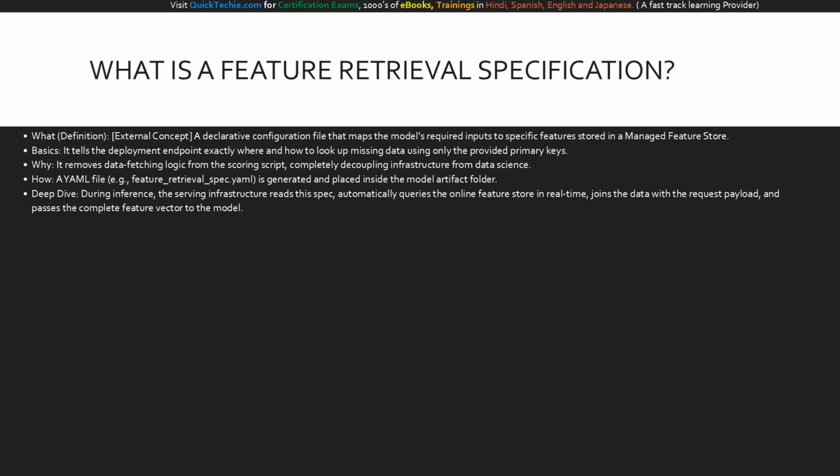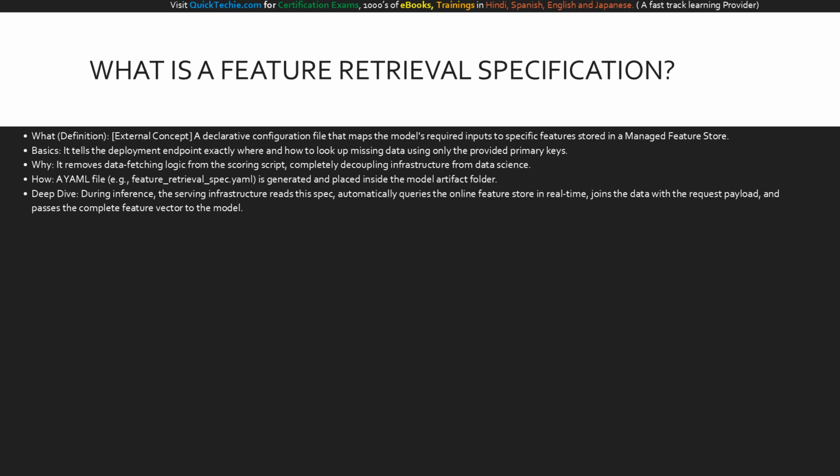To solve the serving challenge, we use a feature retrieval specification, another concept from external Azure ML best practices. What is it? It is a declarative configuration file that explicitly maps the model's required inputs to features living in an enterprise feature store. Instead of writing custom Python code to query databases, this specification simply tells the endpoint where the data lives. Why is this revolutionary? Because it completely removes data fetching logic from your scoring scripts.